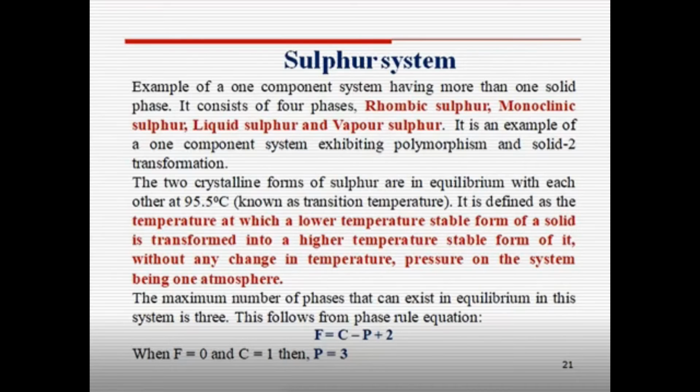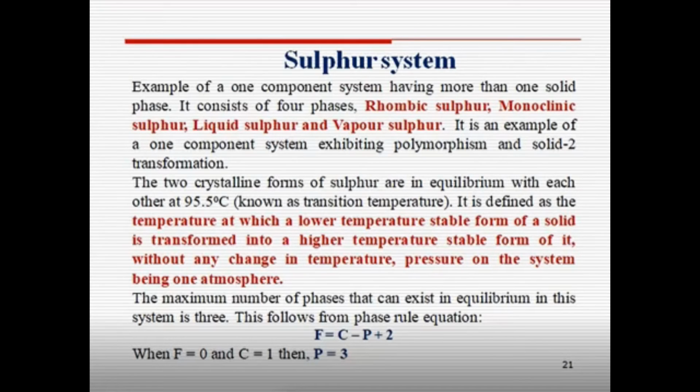The 2 crystalline forms of sulfur are in equilibrium with each other at 95.5 degrees Celsius, which is known as the transition temperature. Transition temperature may be defined as the temperature at which a lower temperature stable form of a solid is transformed into a higher temperature stable form of it without any change in temperature, the pressure on the system being 1 atmosphere. And the maximum number of phases that can exist in equilibrium in this system is 3.